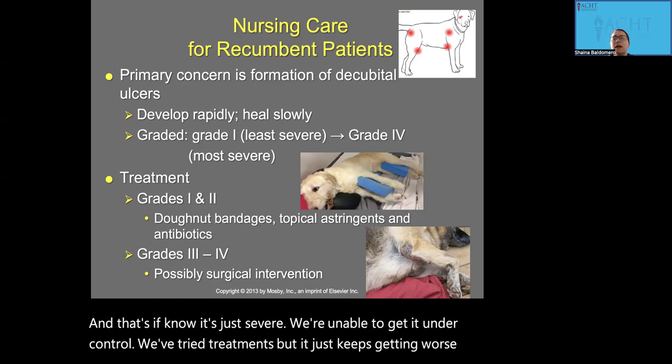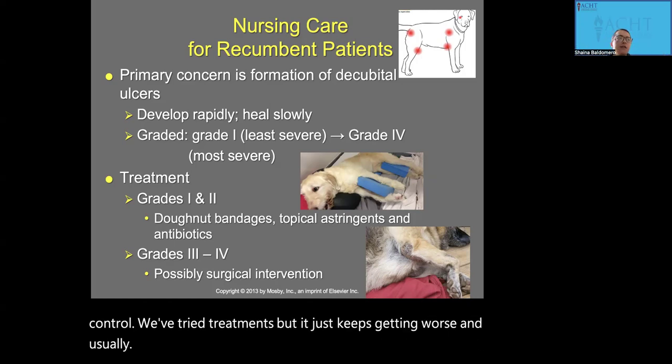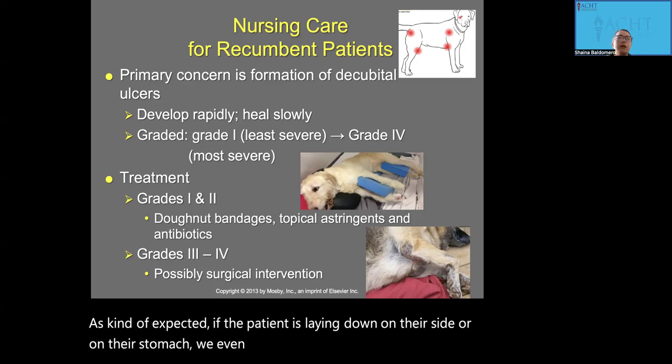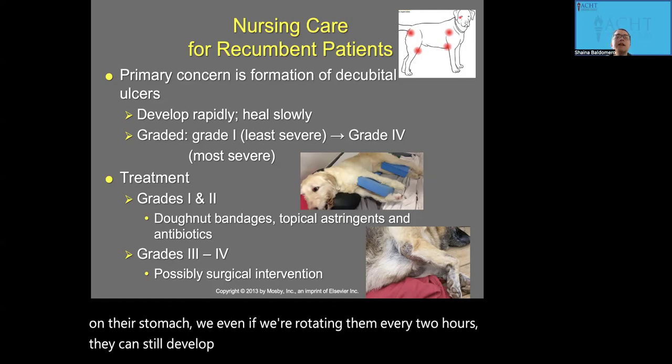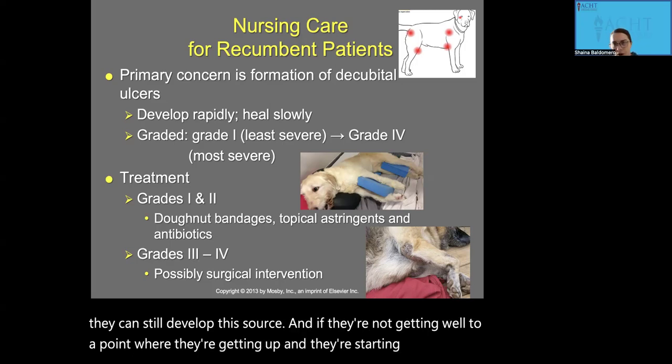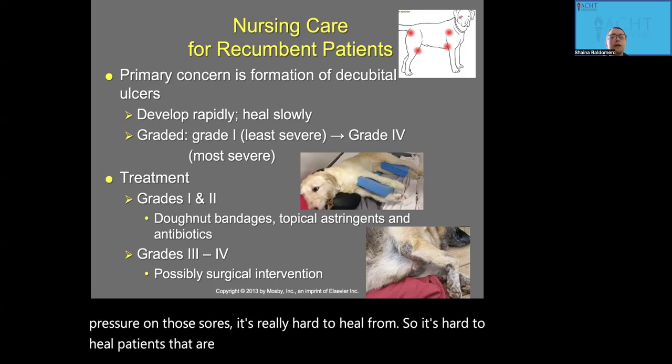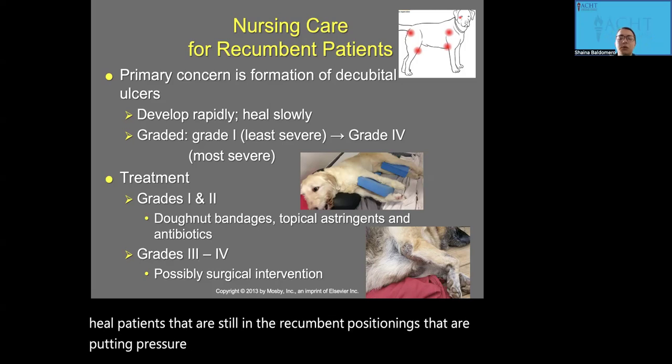And usually, as expected, if the patient is laying down on their side or on their stomach, even if we're rotating them every 2 hours, they can still develop these sores. And if they're not getting well to a point where they're getting up and starting to relieve pressure on those sores, it's really hard to heal from. So it's hard to heal patients that are still in the recumbent positioning that are putting pressure on those wounds.